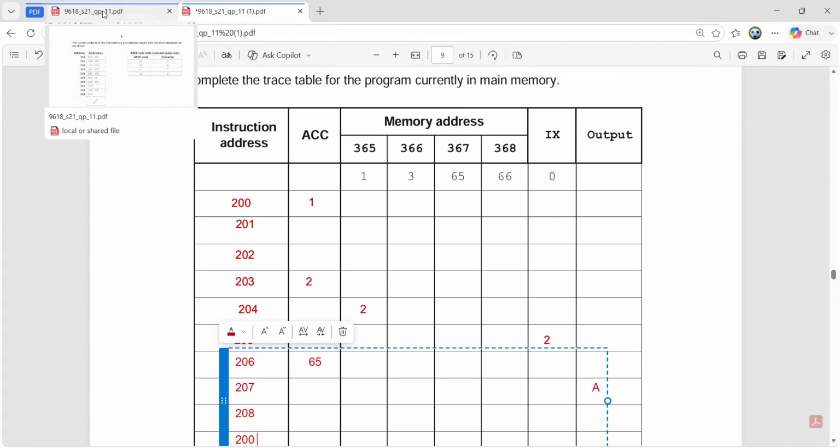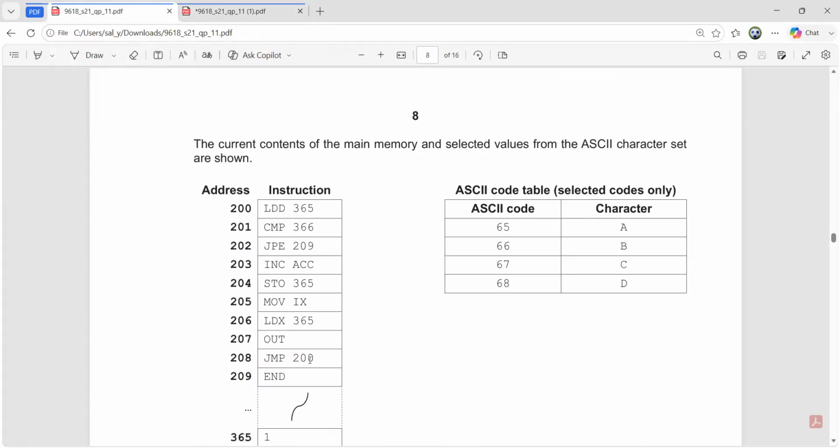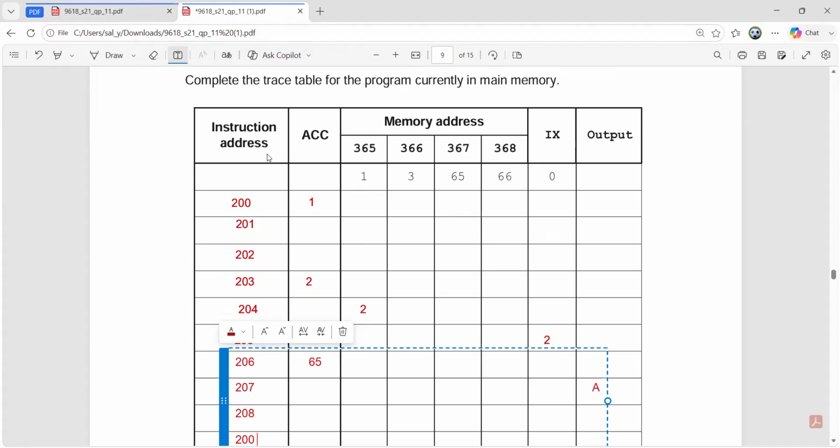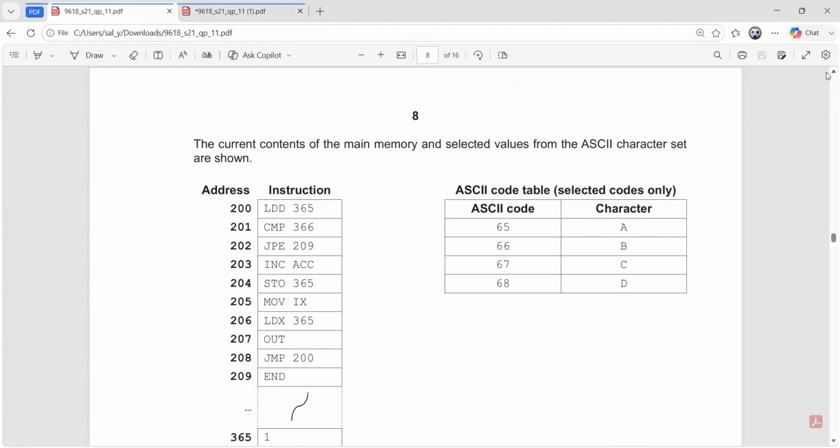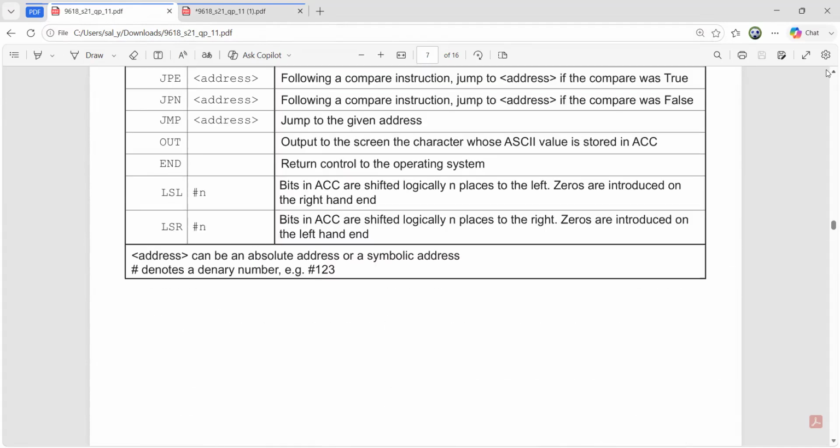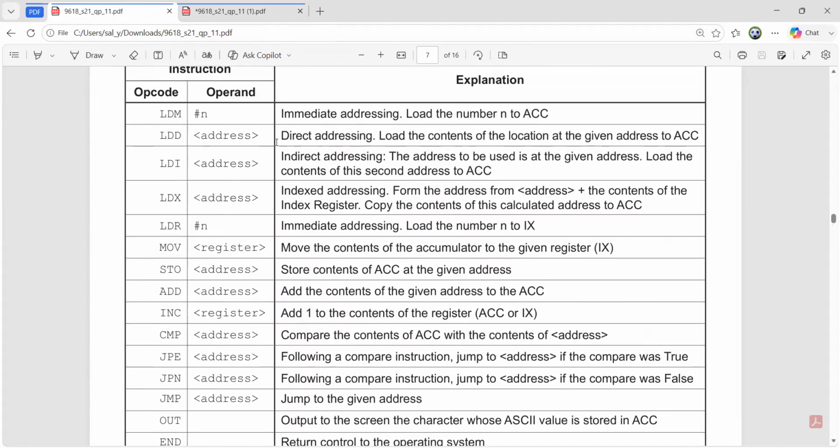And now let's move to this JMP, and JMP 200 means simply jump to 200. And let's start once again. LDD 365 means what? Load the contents of 365, whatever is present at that location, and that will be your ACC. ACC will be holding 2. In the beginning it is a bit difficult for you people, so you may move back and forth to the table so that we can be confident about the working.